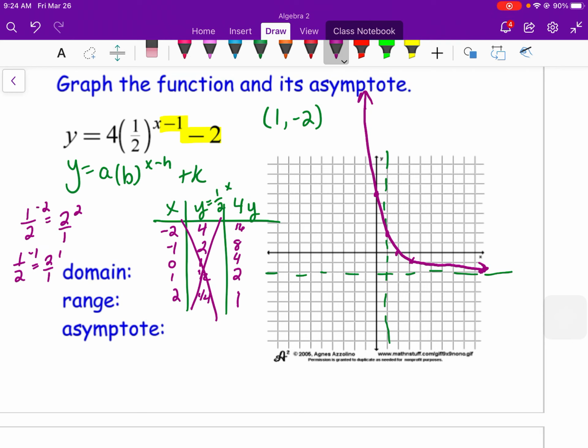And that line is called your asymptote. So y equals -2 is your asymptote. In exponential growth and decay, the domain is all real numbers because you can plug in any x. The function can take any value of x. And then the range, it only outputs values that are greater than that -2 value. So the range is all y's that are greater than -2.